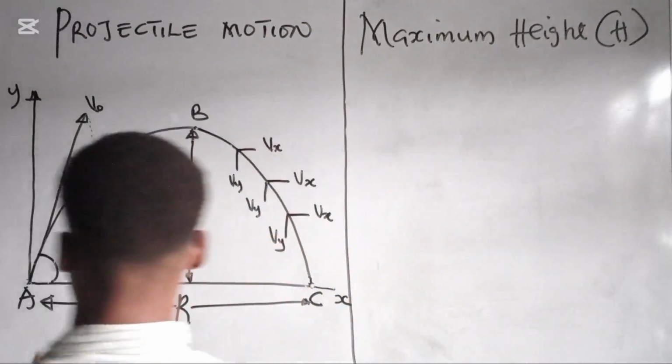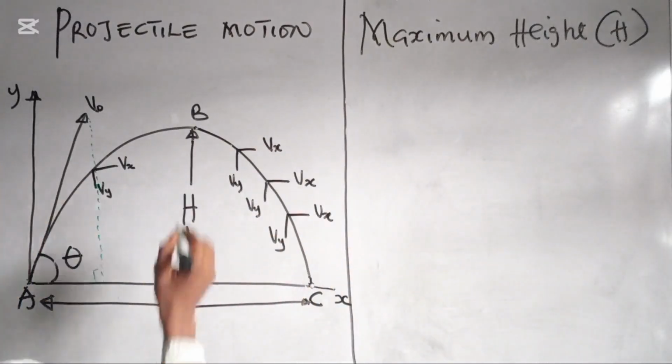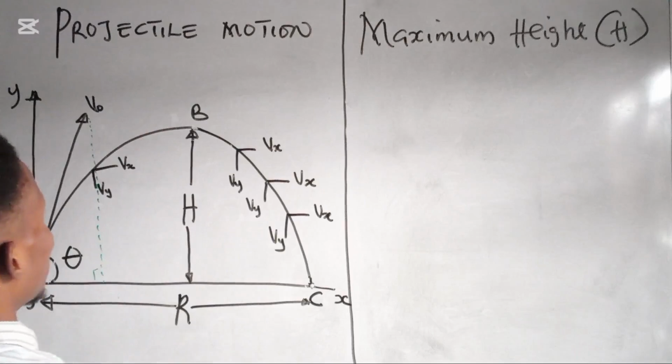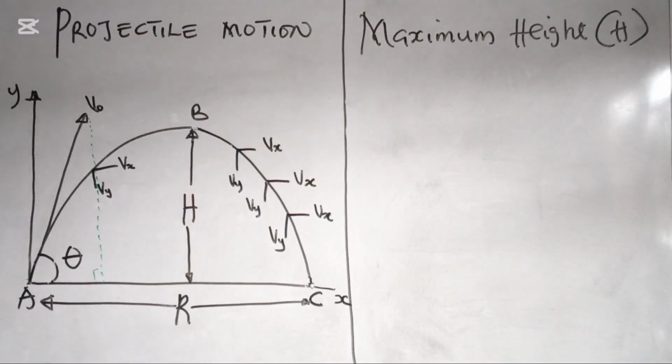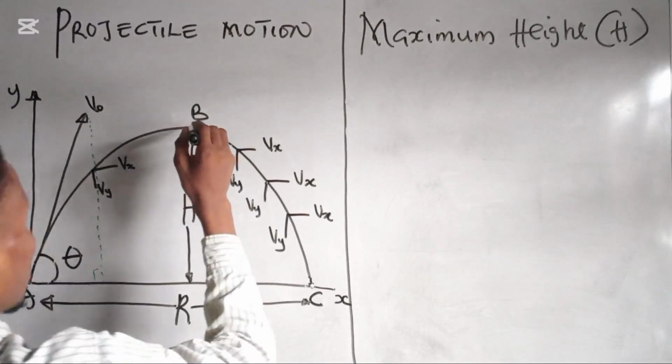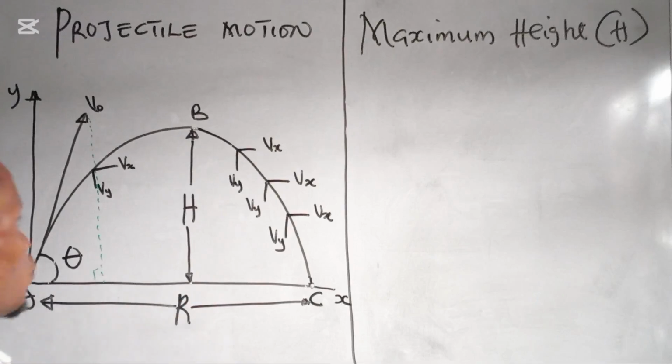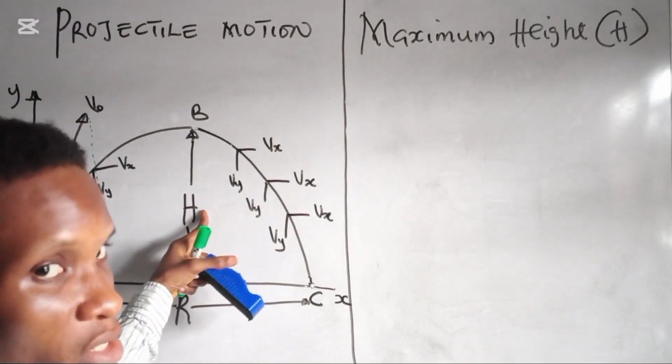So if you look at this diagram now, you see that the maximum height attained by this object is at point B. So that's where you now get the maximum height. So the distance now should be from there to the horizontal part, which is the maximum height that you're going to get.